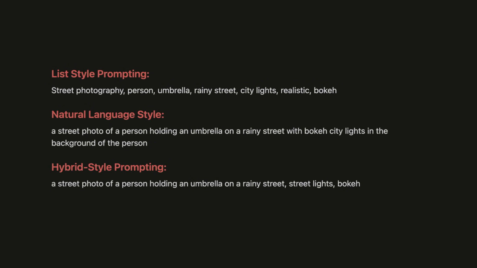The third method is hybrid style prompting. This is also very similar to the atomic prompting guide I was putting online earlier. This is a combination of list style together with natural language style. And I'm personally a huge fan of that. We start with the medium type, a street photo. We have a subject, a street photo of a person holding an umbrella on a rainy street. And instead of writing the full sentence, we are also adding stuff in a list style. Name dropping is also very powerful, and we can use this instead of writing the full sentence.